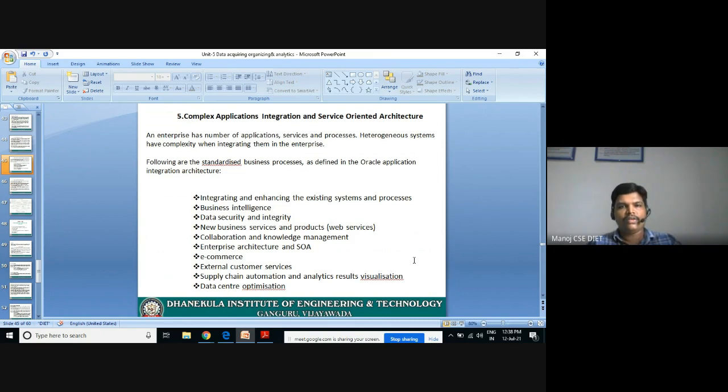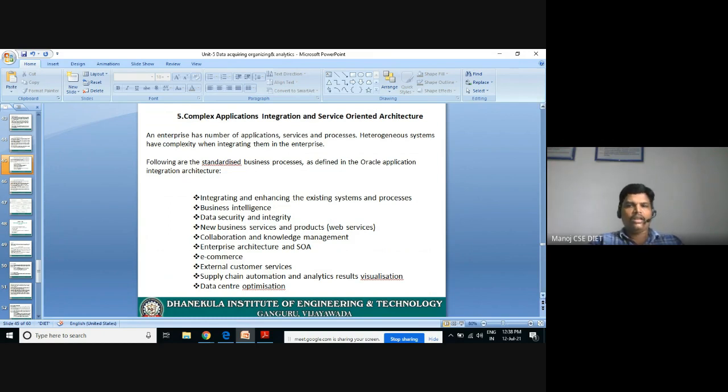For that reason, for complex applications integration, Oracle has suggested Oracle Application Integration Architecture. There we are having standardized business processes. Those got introduced with this Oracle Application Integration Architecture. So please note down in your running notes just the bullet points, whatever you are visualizing on our current slide on the screen. Note down those points regarding the Oracle Application Integration Architecture.